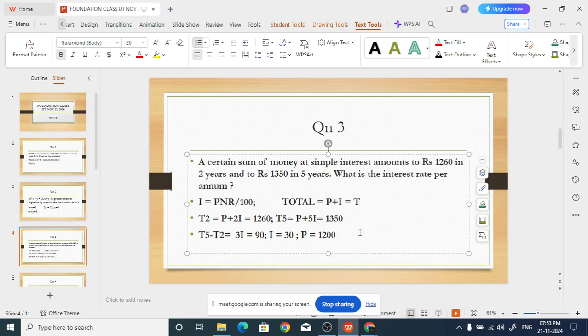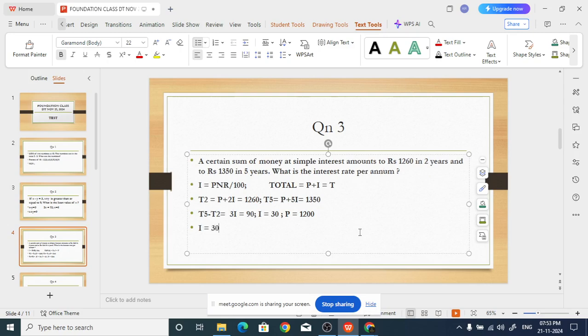P is 1200, I is 30, N is 1 year. If it is 1 year, I is 30, and R you have to find. See, I equals 30, equals 1200 into 1 year into R divided by 100. Can you find R from this?